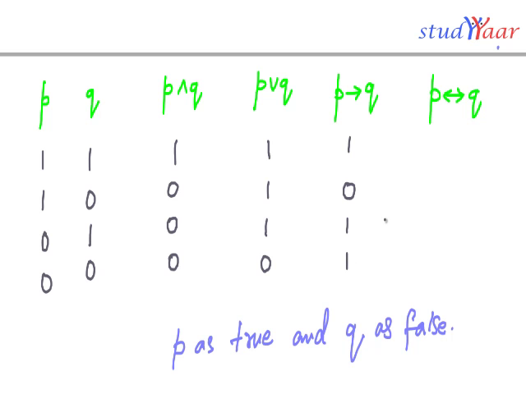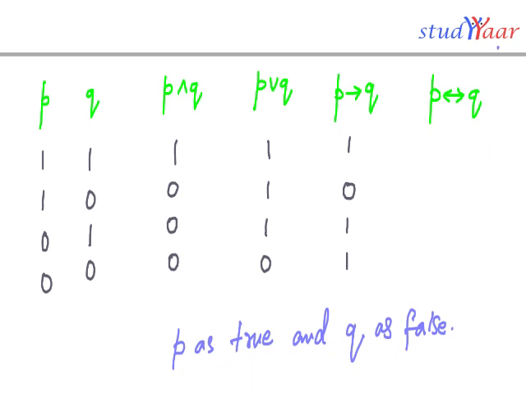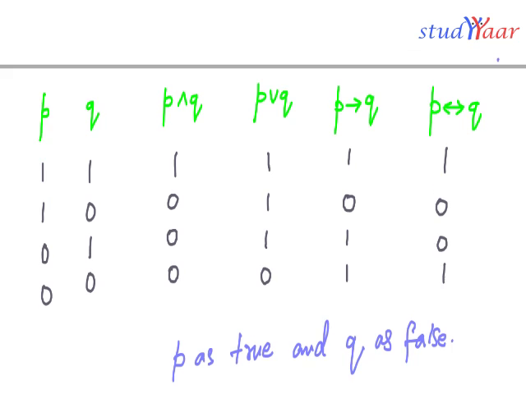Now we are going to take a look at the biconditional. My biconditional statement is true whenever P and Q are both true or both false. So in this case, when they are both true, my biconditional is true, and in this case when they are both false, my biconditional is true. In all other cases, my biconditional statement is false.